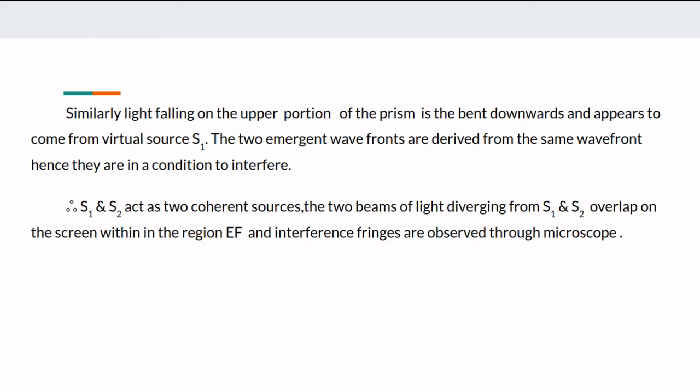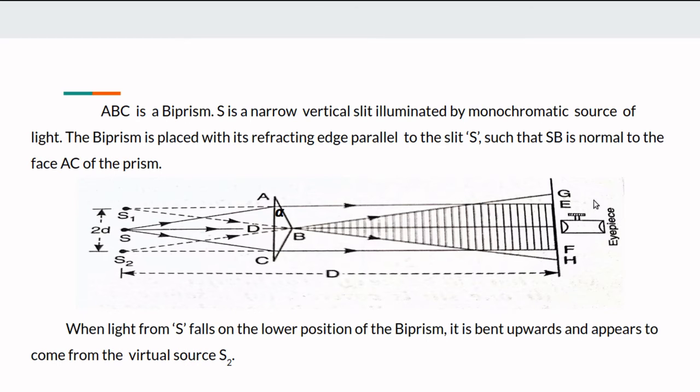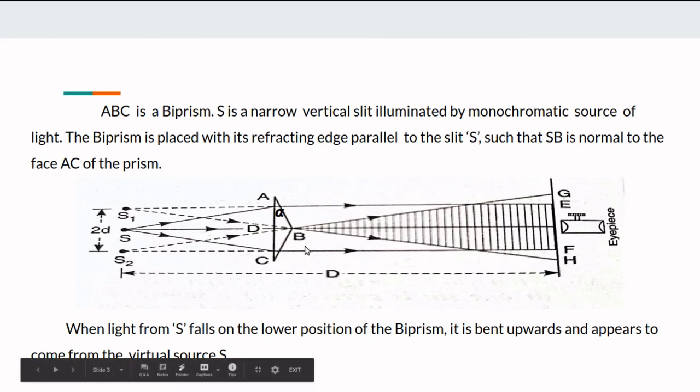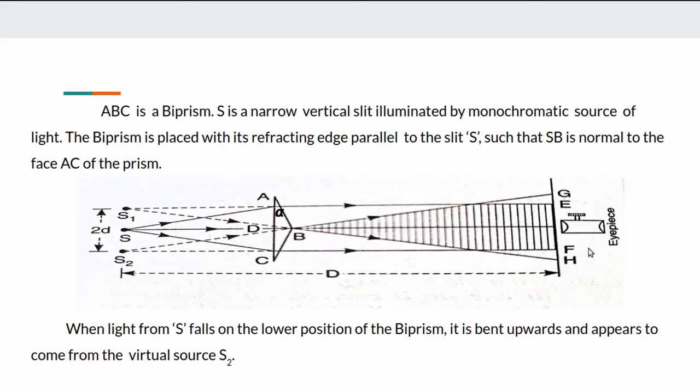Actually a single wavefront is divided into two wavefronts, one refracting upwards and the second one downwards. These two wavefronts interfere with each other, and interference fringes are observed in the region EF. This is the wavefront moving upwards and this is the wavefront moving downwards.